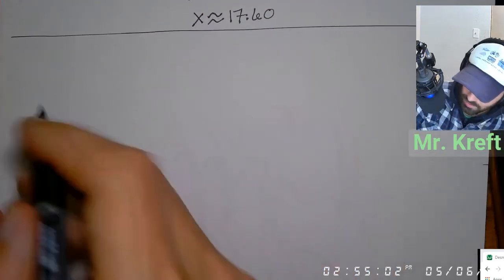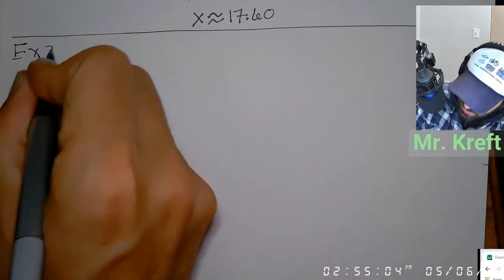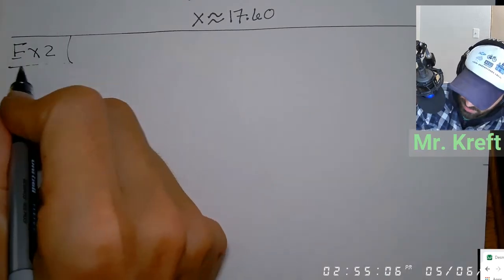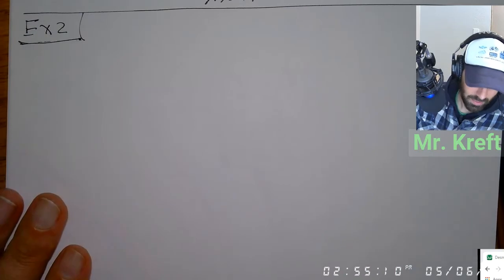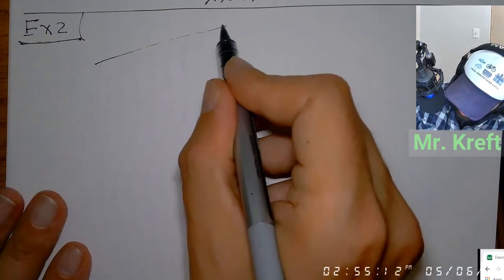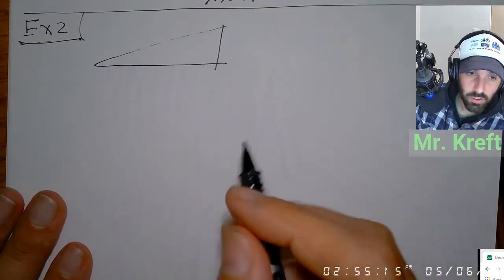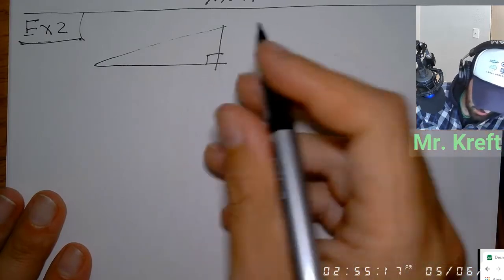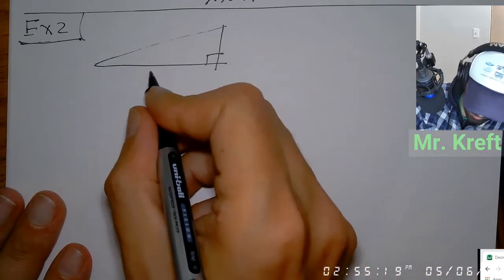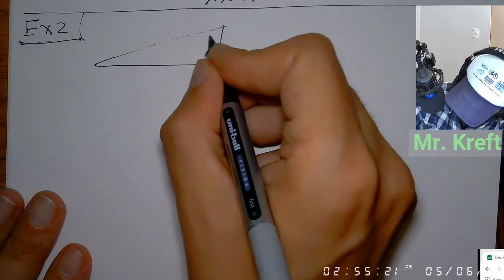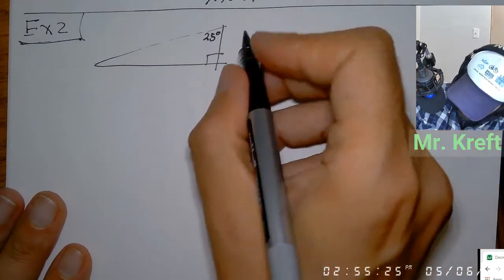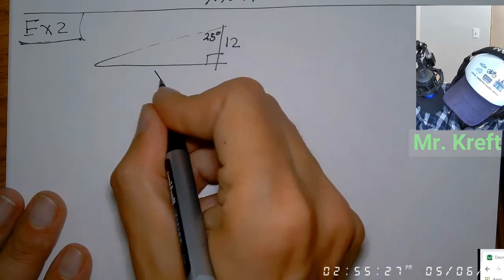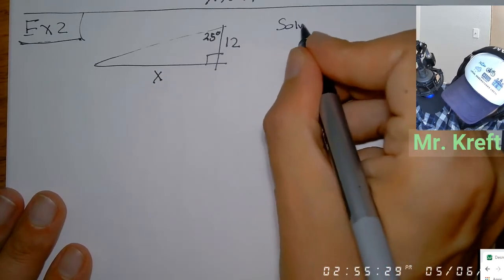Well, let's do one more example. This example is to show why you shouldn't memorize how to solve something. You should always just do the algebra. So this next one, we're going to draw one more triangle. I know I'm running short on time, so we're going to make it lickety split. Let's say this is 25 degrees up there, this is 12, and this is x, and we're going to solve for x.